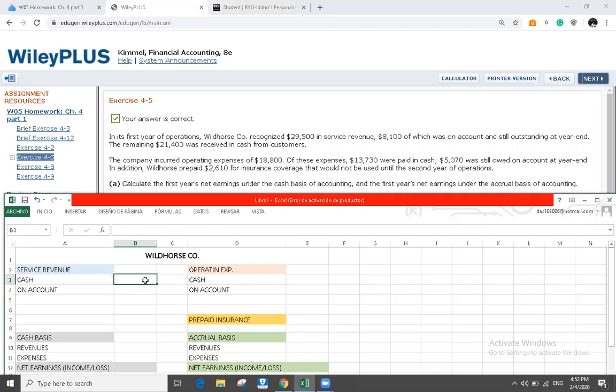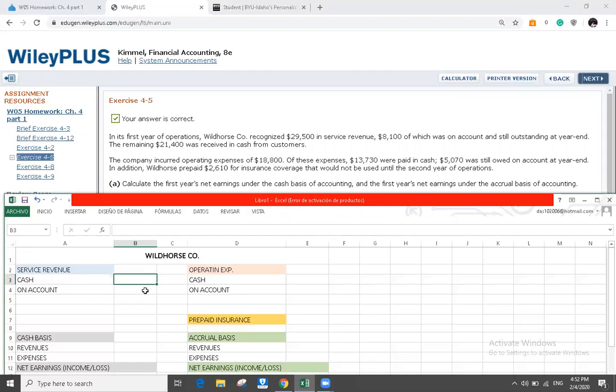And then in addition, Wellhorse prepaid 2,610 for insurance coverage that will not be used until the second year of operations. And the first thing that it asks us to do is to calculate the first year's net earnings under the cash basis of accounting and the first year's net earnings under the accrual basis of accounting.